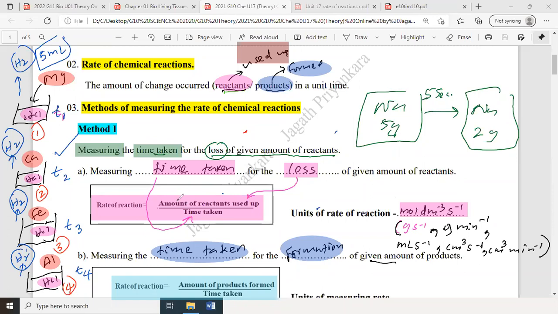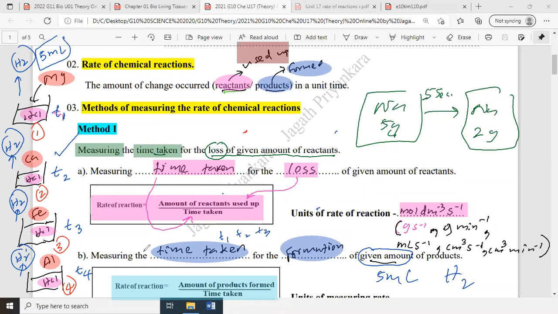That means time taken we have to record. So therefore, in rate of reaction, we have to monitor the time for the formation of a definite amount of product. Can you see here? Amount of product formed. What is this? 5 ml, 5 ml, 5 ml. Given amount of products. What is that? Given amount will be 5 ml. What is the product? Hydrogen. Formation of 5 ml of hydrogen. Time taken changes: T1, T2, T3.